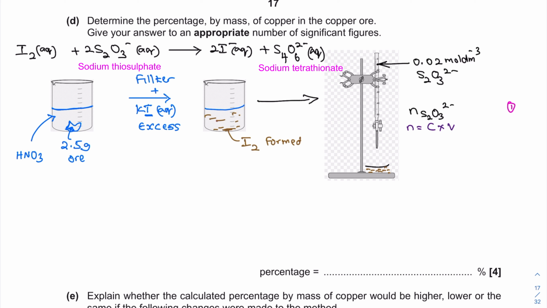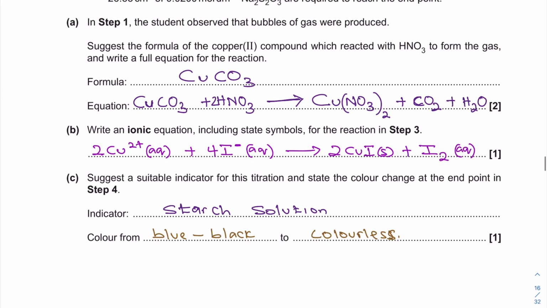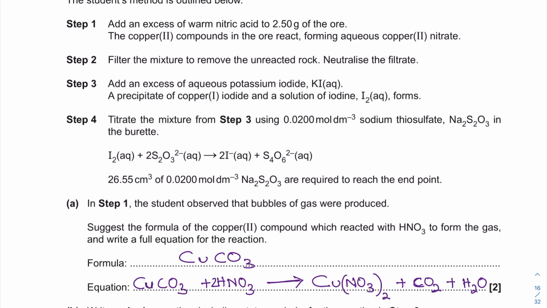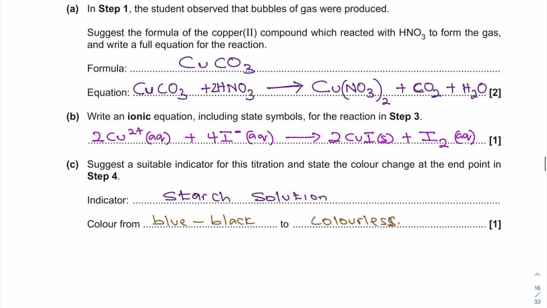So we have a beaker there, and that was titrated with 0.02 mol per dm³ of thiosulfate. In order to find the moles of the thiosulfate, because if we know the moles of thiosulfate, we can work out the iodine. The number of moles is concentration times volume, and we know the concentration and we know the volume at endpoint. If we go back here, we can see from the question, the volume at endpoint is 26.55 cm³. That's why we got that.